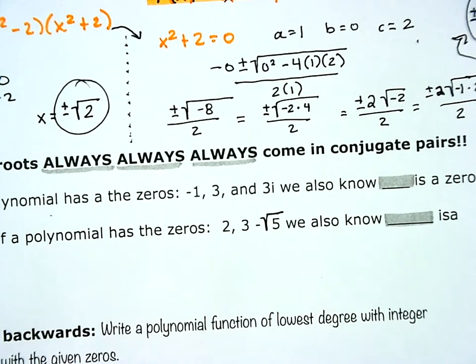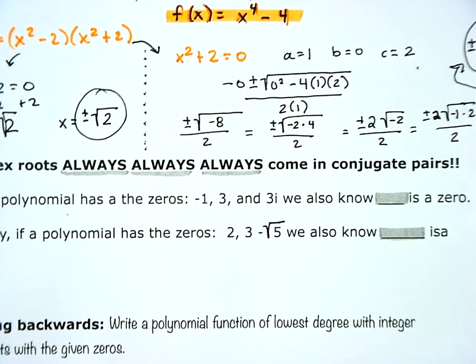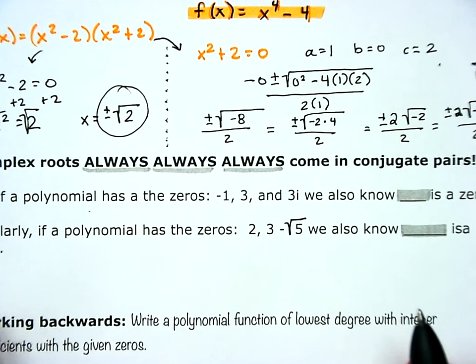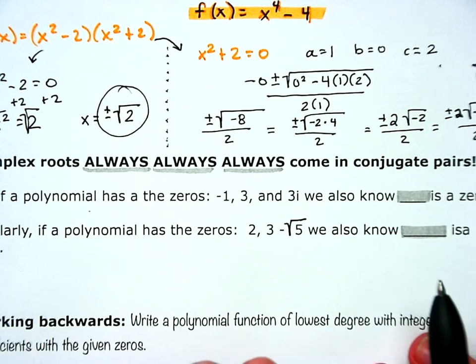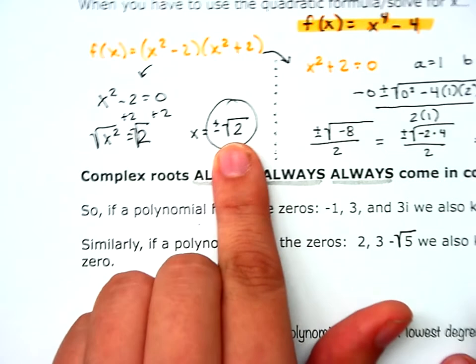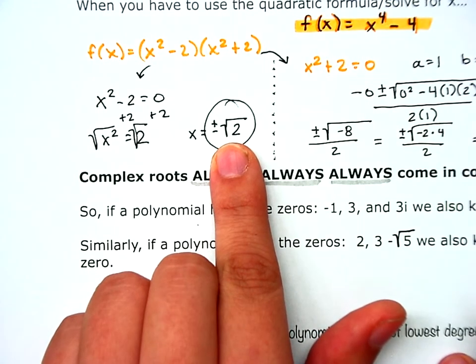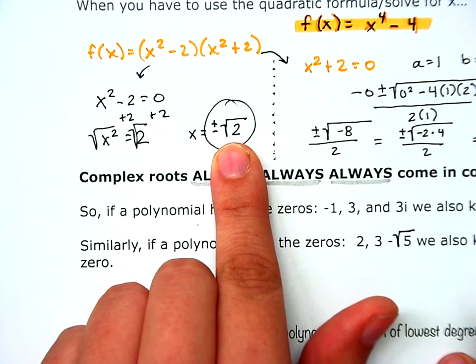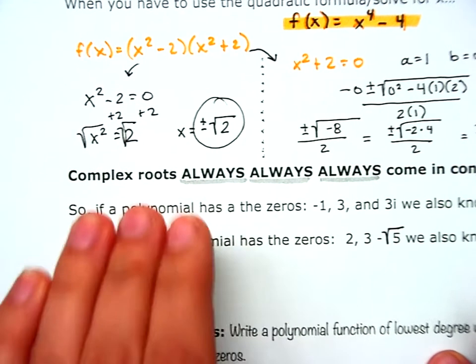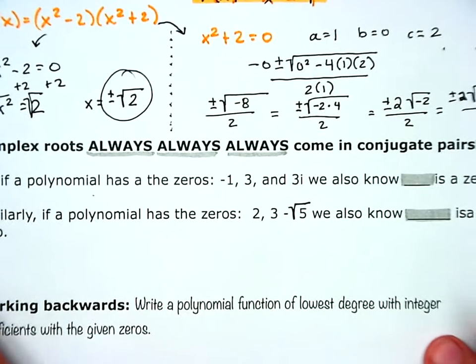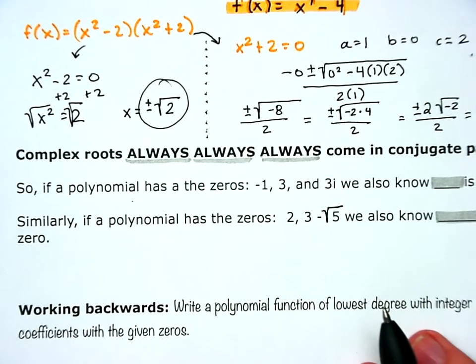You may notice once you start finding these complex zeros that they always come in what's called a conjugate pair. It means an opposite pair. So if I were given that one of the zeros was positive square root 2, then I would automatically know that the other zero is negative square root 2. They always, always, always come in conjugate pairs or opposite pairs. So let's try out what that means for these polynomials.